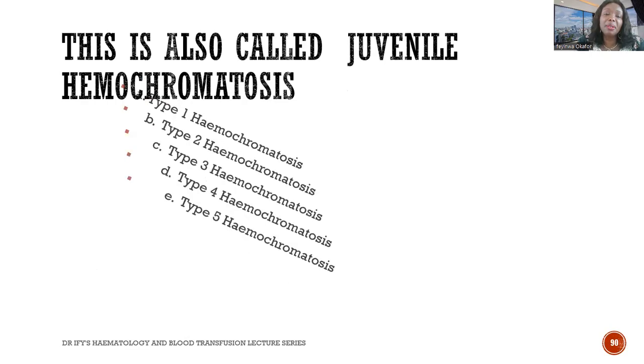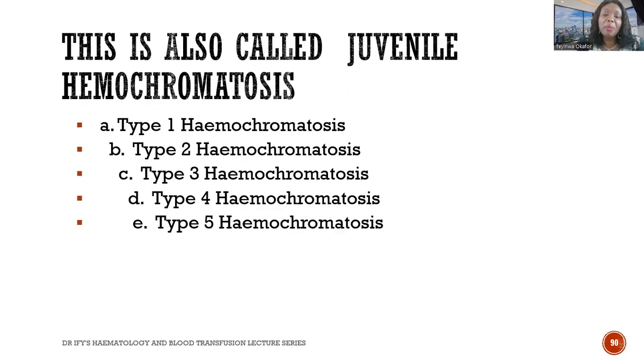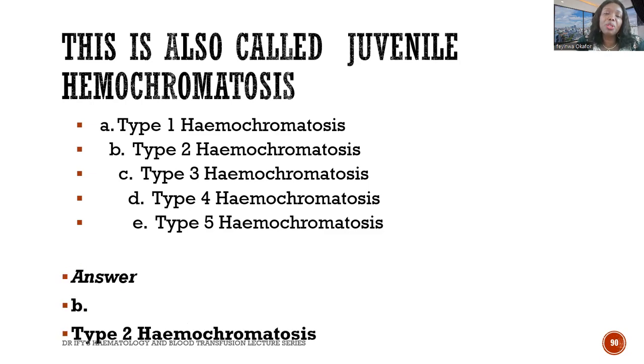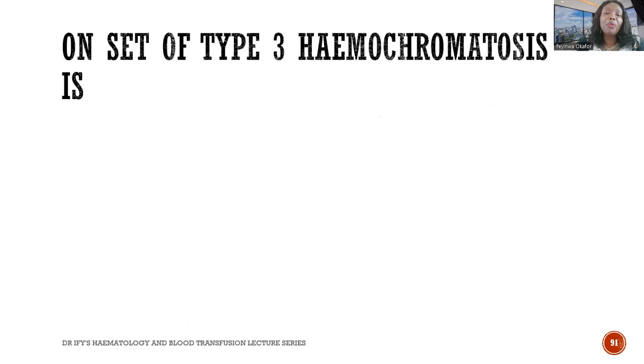This is also called juvenile hemochromatosis. Type 1 hemochromatosis, type 2 hemochromatosis, type 3 hemochromatosis, type 4 hemochromatosis, type 5 hemochromatosis. Answer: B, type 2 hemochromatosis is also known as juvenile hemochromatosis.